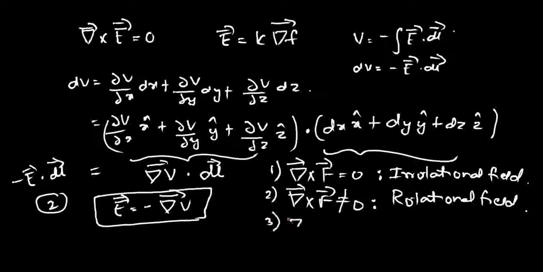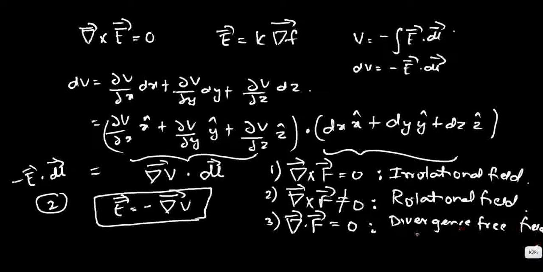Then if del dot F is equal to 0, what is this field known as? In general it is known as divergence free field, or solenoidal field. So divergence free, which means there is no divergence associated with this field, right? That's correct, because the del dot F is nothing but the divergence of the vector field.